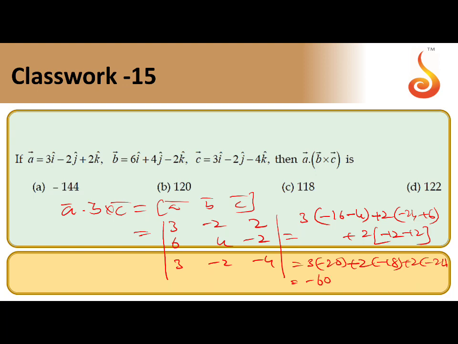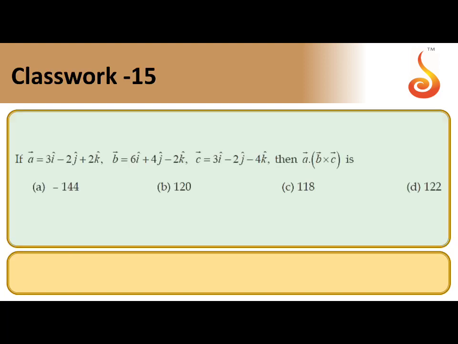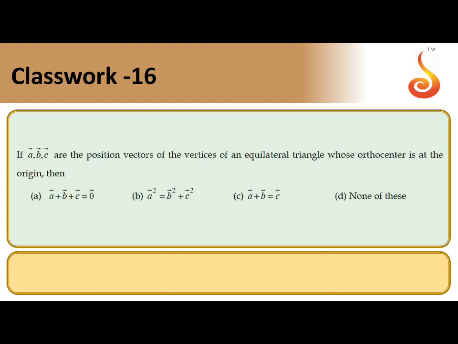So minus 60 minus 36. This is 24, so minus 48. So it gives minus 144, adding all the things. So the answer is minus 144. Which option is matching? Option A is matching. Clear this one? Check the answer. Answer is A.